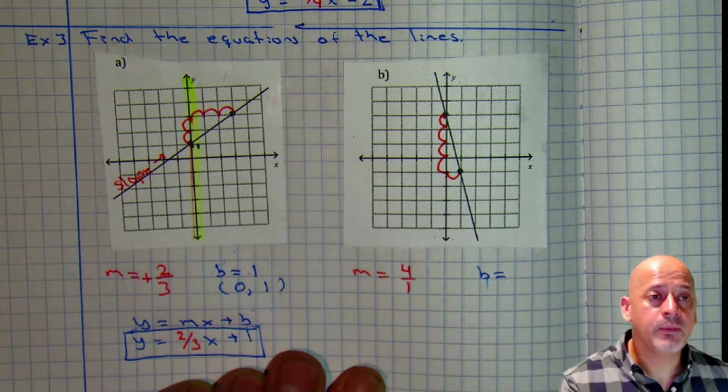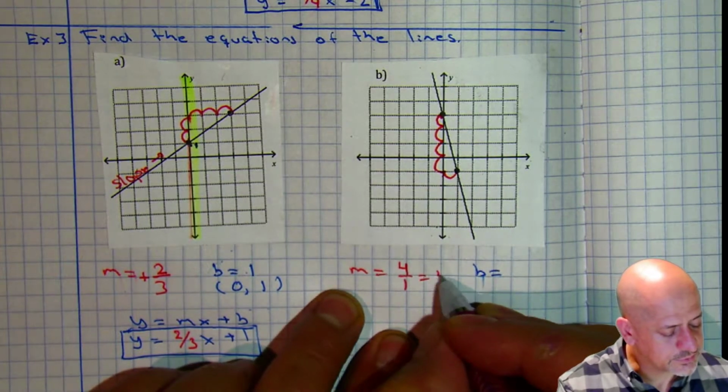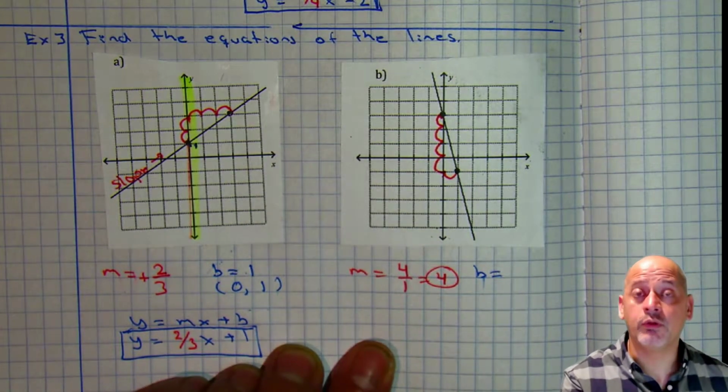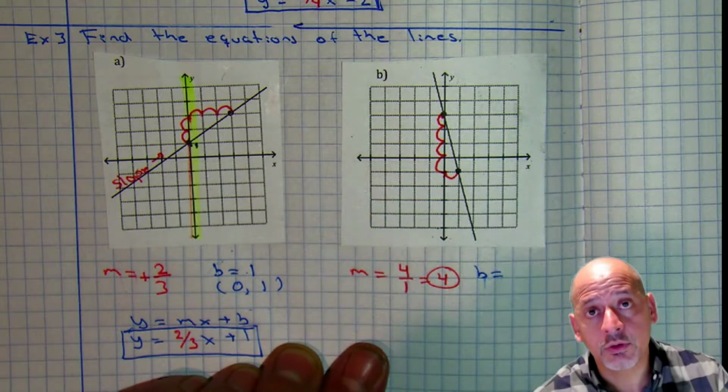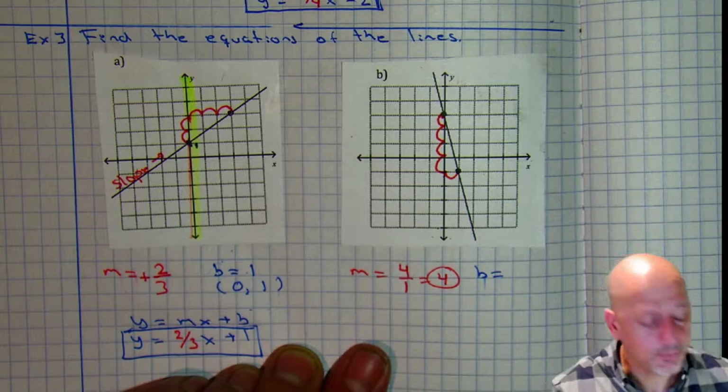And now that I find my slope is 4 over 1, I can rewrite it as just 4. Correct? I don't need that over 1. I do need that over 1 if I need to graph it. But in this case, it's already graphed, so I don't need that over 1.